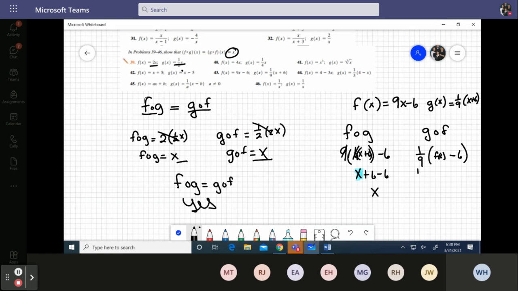And if I have 1/9 times f of x, 9x minus, this is supposed to be plus 6. Those sixes are going to cancel, and I've got 1/9 times 9x, which again just leaves me with an x. So yes, they are equal.